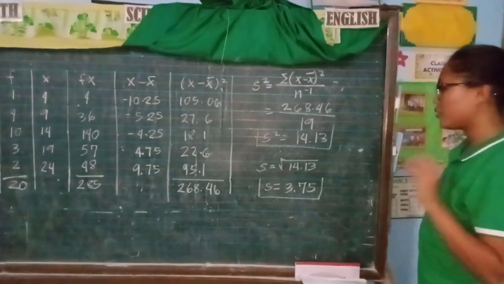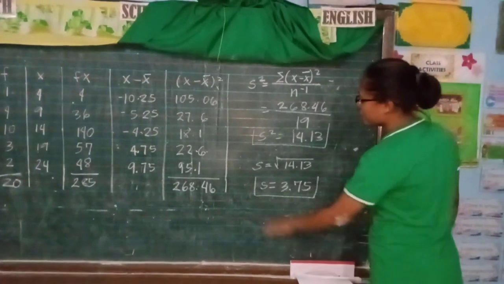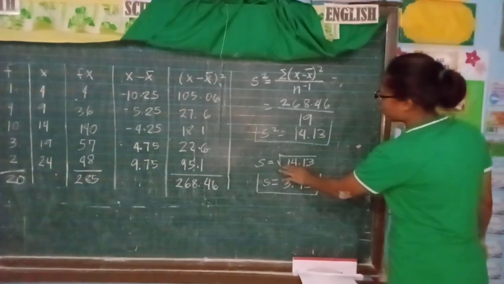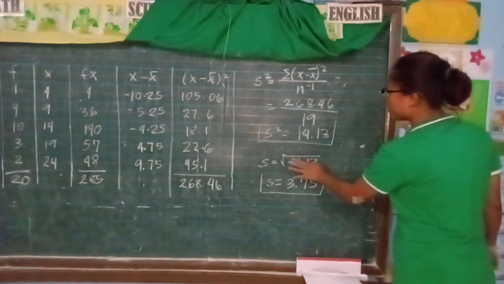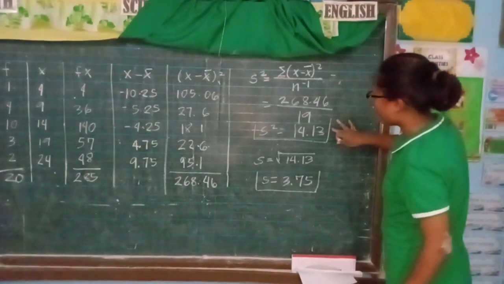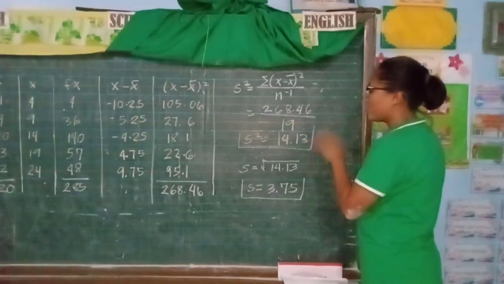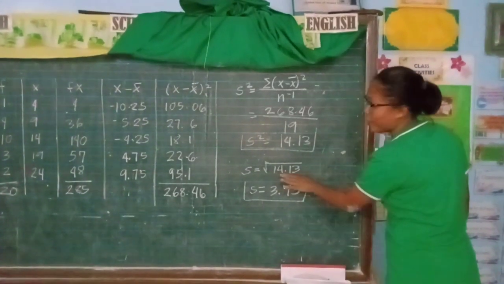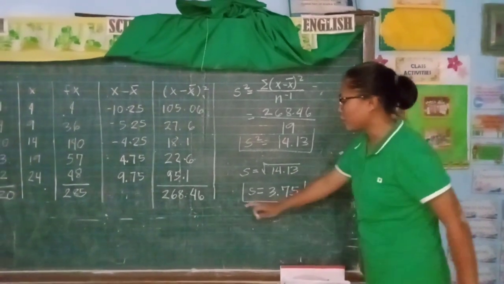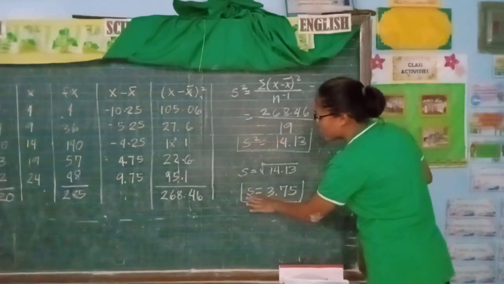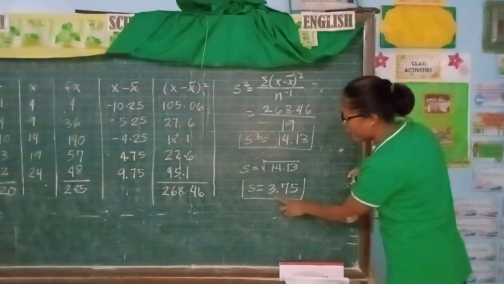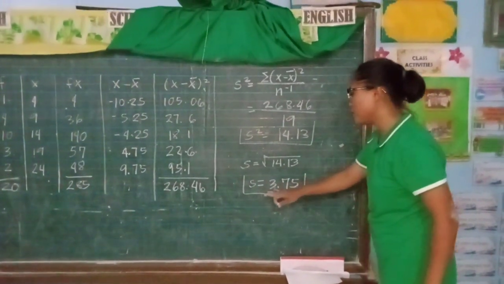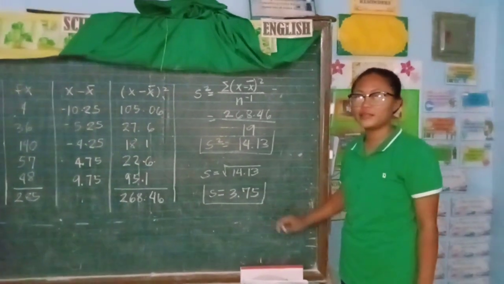And we will proceed to our standard deviation. Our standard deviation is s is equal to the square root of 14.13. To get our standard deviation, we will take the square root of our variance, and that is the square root of 14.13, and the total is s equal to 3.75, and this will be our standard deviation. Is equal to 3.75. And that's all. Thank you.